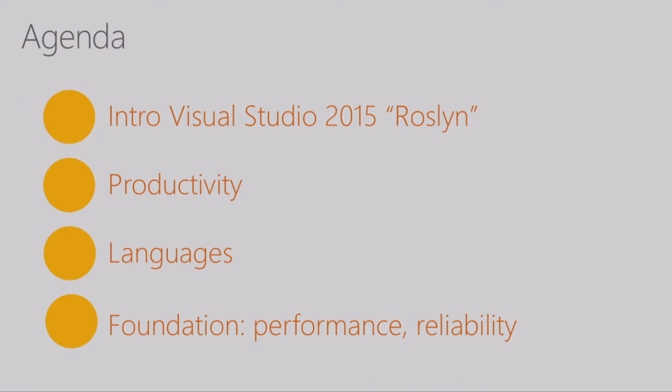All right, so again, today, the first thing I'm going to talk about is what is Roslyn and what does it bring to Visual Studio 2015. And then we're going to talk about how Roslyn really enhances developer productivity and how it basically allows us to evolve our language faster with C# 6, C# 7, VB 14, VB 15. And then we're going to end the talk with some foundational stuff, how we're working to improve performance in Visual Studio 2015 and Visual Studio Next. Does that sound good?